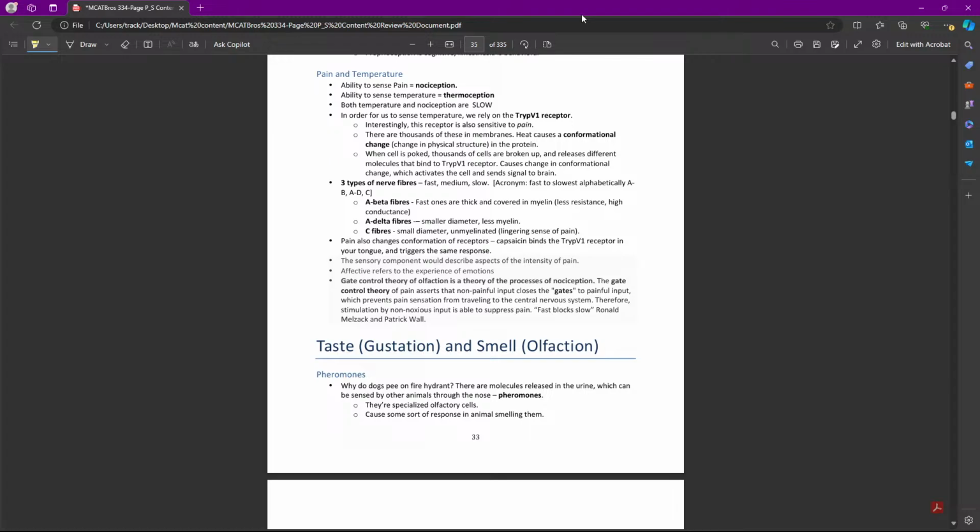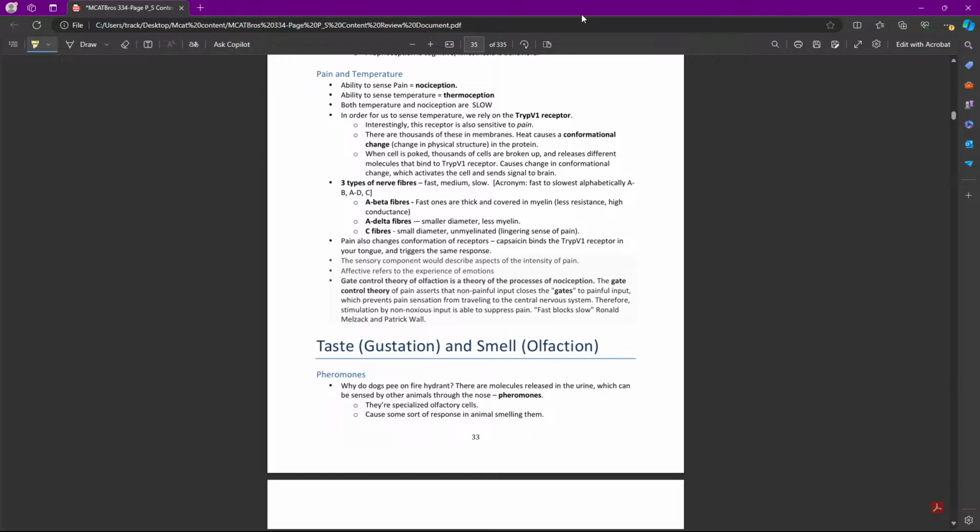sending a signal. In order for us to sense a temperature, we rely on that TRPV1 receptor. So think, to sense temperature, T and T. So it's also sensitive to pain, and this is promoted by a protein conformational change. If you know your biochemistry, whenever a protein changes shape, it alters its function because shape defines function. Shout out to my biochem teacher.